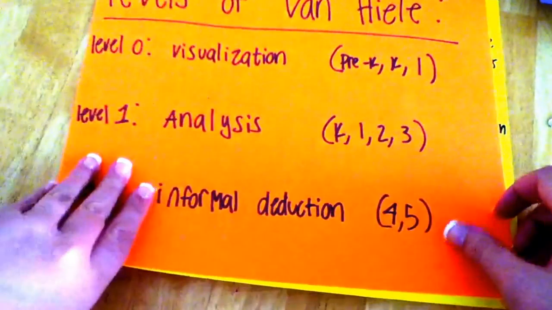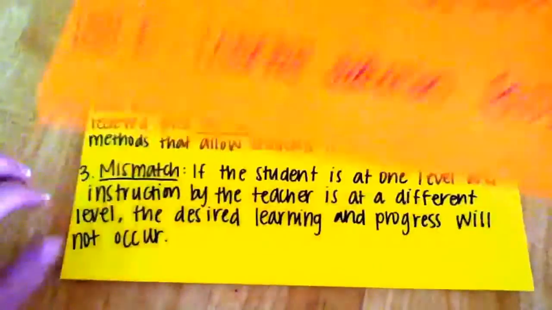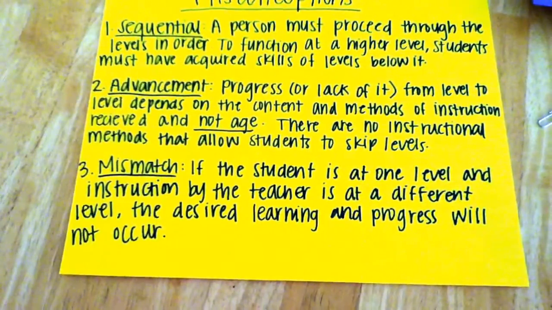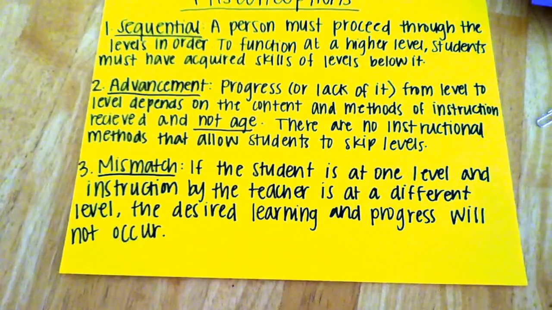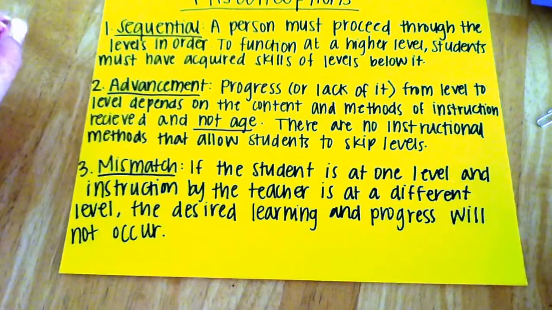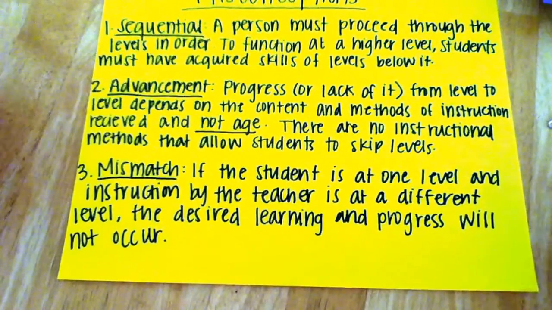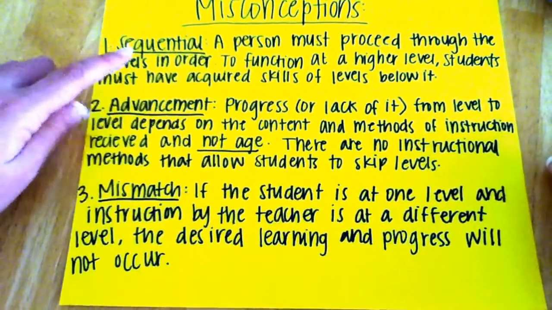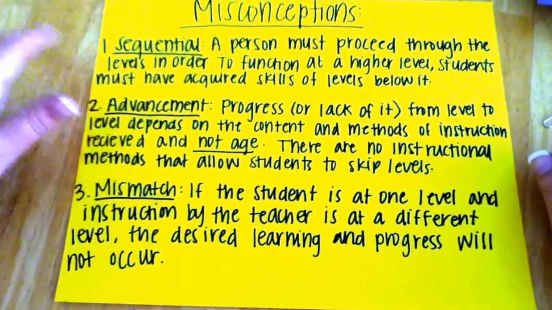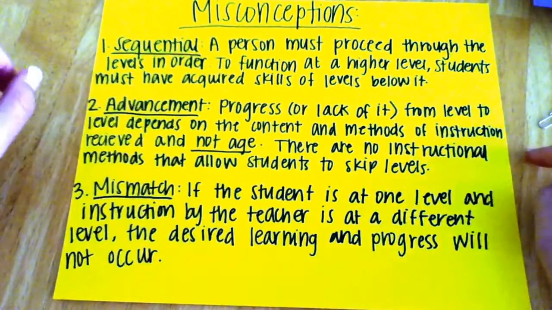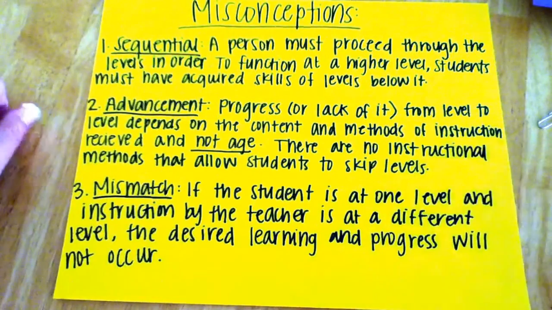And within the Van Hiele model, there are several misconceptions. The first misconception is sequential, which is a person must proceed through the levels in order. To function at a higher level, students must have acquired skills of the level below it. So this means that a student cannot jump from level 0 to level 2. The students must go in order from level 0 to level 1 to level 2.